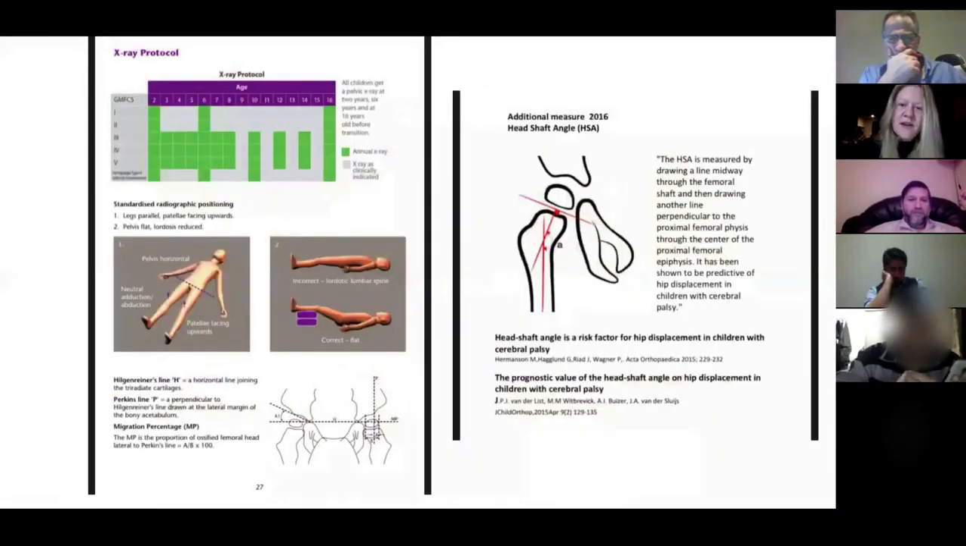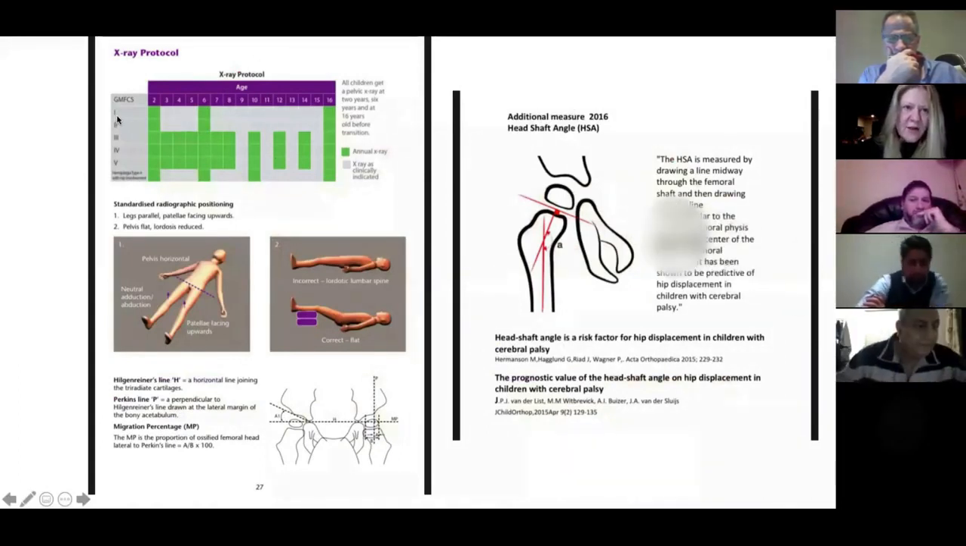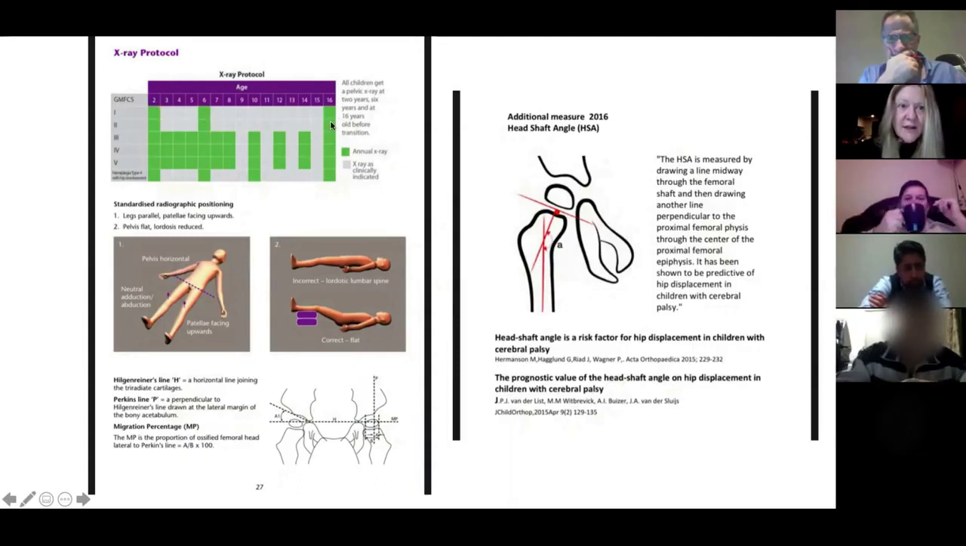So this is the protocol for X-rays according to the CPIPS guidelines, and you'll see that the GMFCS 1s and 2s in this model, we're going to X-ray them at 2, and we're going to X-ray them at 6, and we're going to X-ray them at skeletal maturity. When you're getting into the 3, 4s, and 5s, we're usually going to do it once a year or twice a year, and we're going to be looking at the migration percentage.